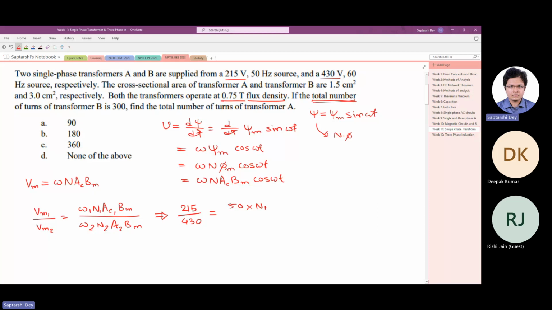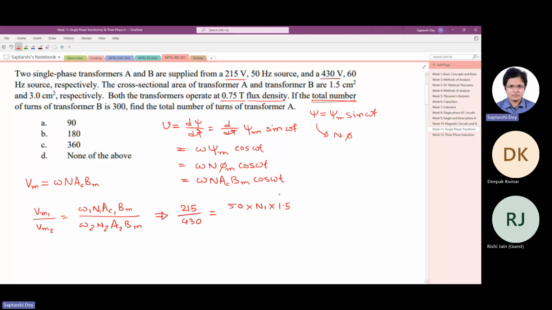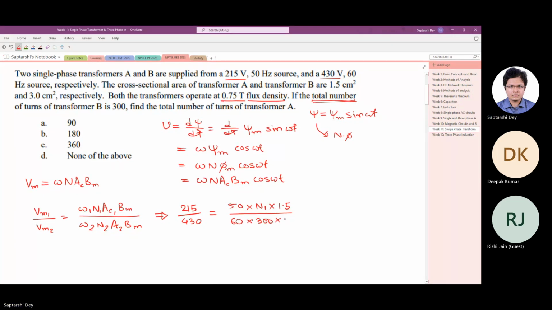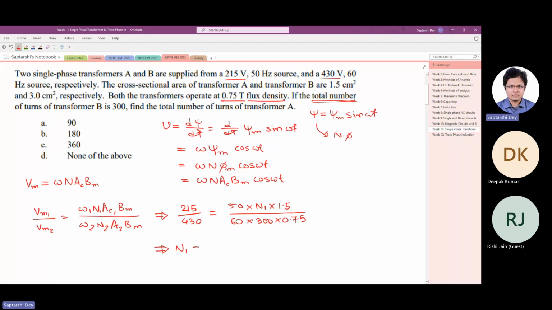B is 300, they have given. N1 into area of core 1 is 1.5 centimeters squared. Again, this is not in SI, but we need not convert. Bm is the same for both. I'm not writing anymore. Divided by 60 times transformer B has 300 times 0.75. Now if you solve this, you will get N1 as 360.